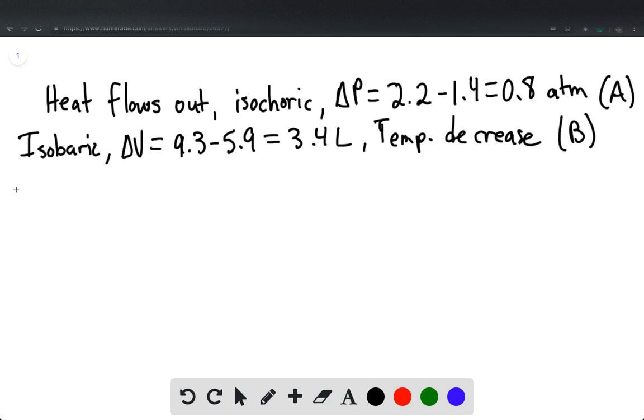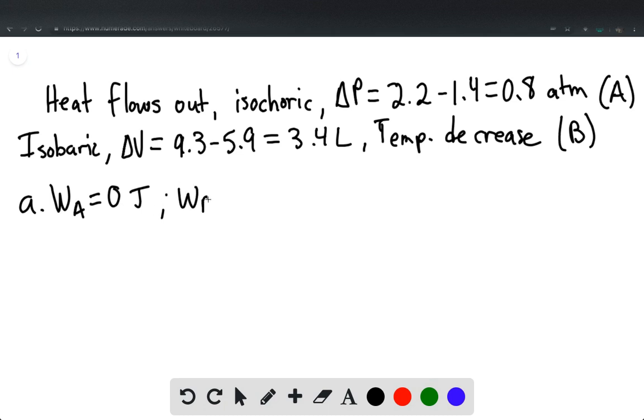So for part A, they want us to find the work. The work here only occurs in process B, because process A is isochoric, it has the constant volume. So the work sub A will equal 0 joules because, again, there's no volume change. There's only a pressure change. However, work depends on a change in volume. Therefore, the work in process A will equal 0. Again, it's an isochoric process.